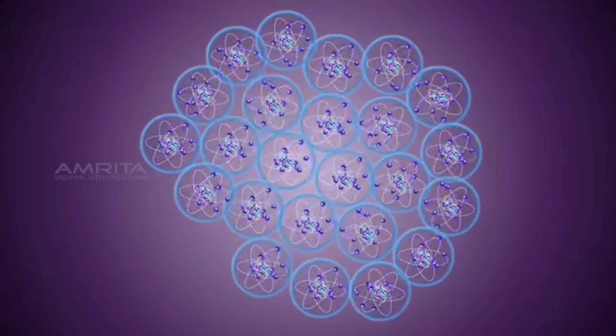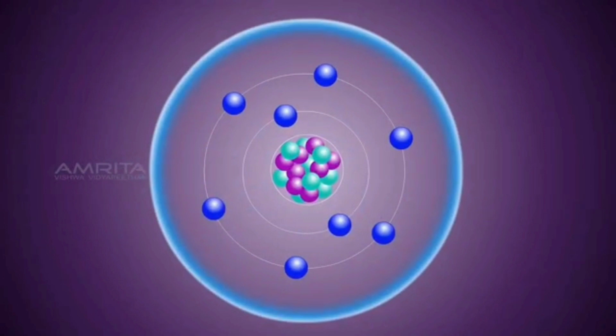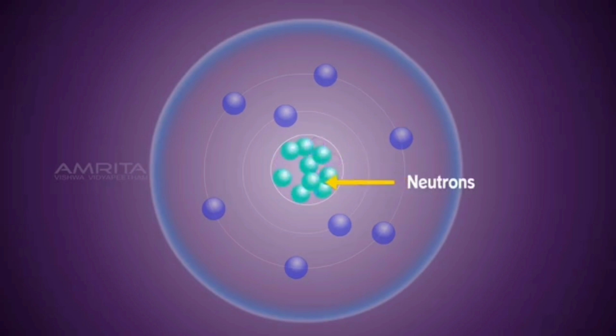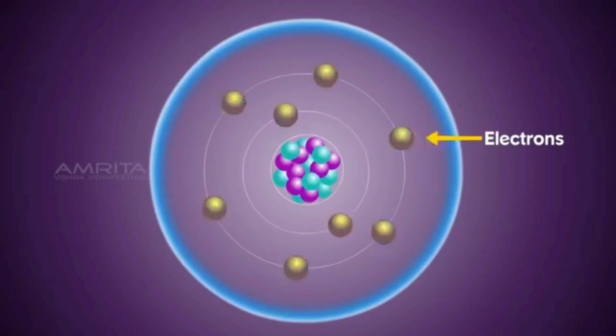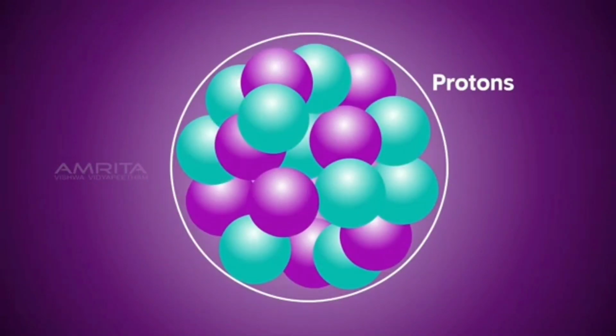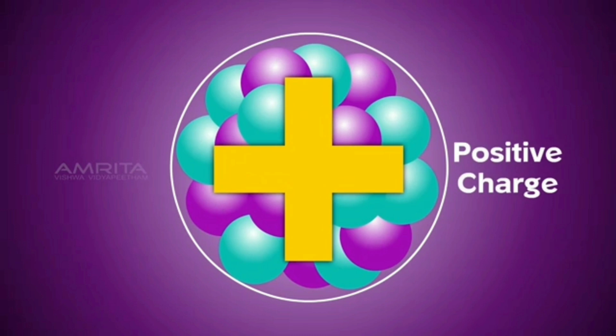Atoms are made up of three types of particles. They are protons, neutrons, and electrons. An atom has a central nucleus with protons and neutrons. Protons are positively charged and neutrons have no charge. So, the nucleus is positively charged. Protons and neutrons are collectively called nucleons.